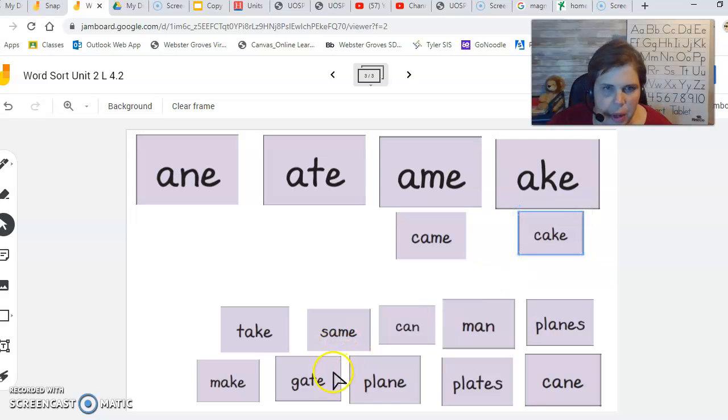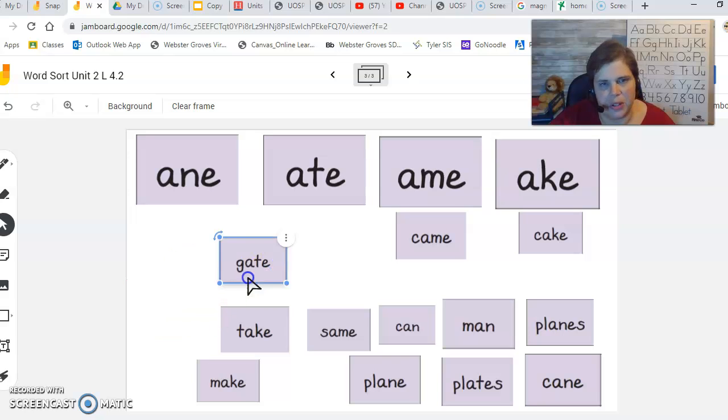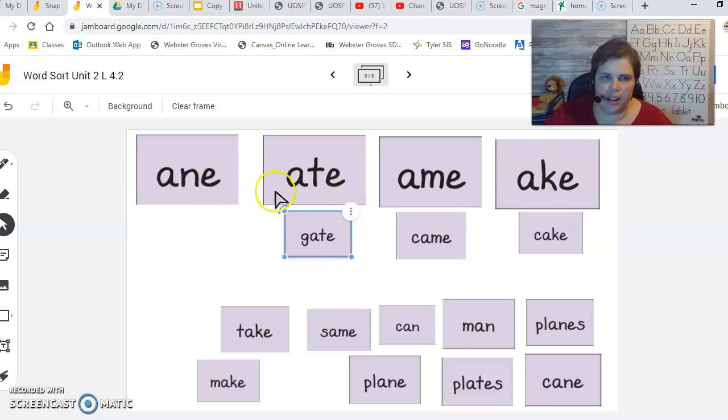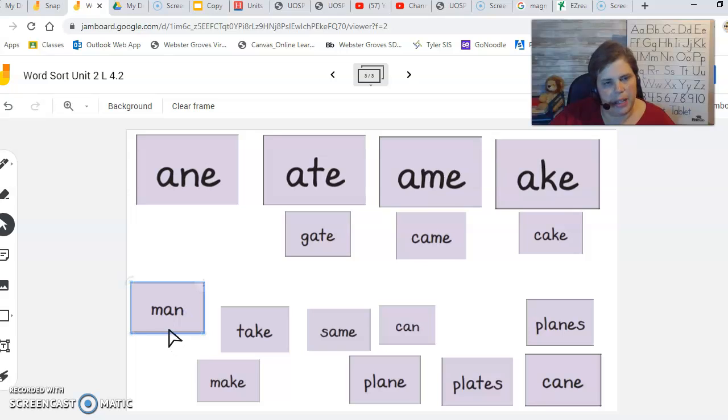All right, let's grab a different one. How about this one? Eight. Gate. We're going to sort that right into the eight category. Eight with a G in front is gate. All right, let's grab a different one. How about this one? Can you read that one for me?